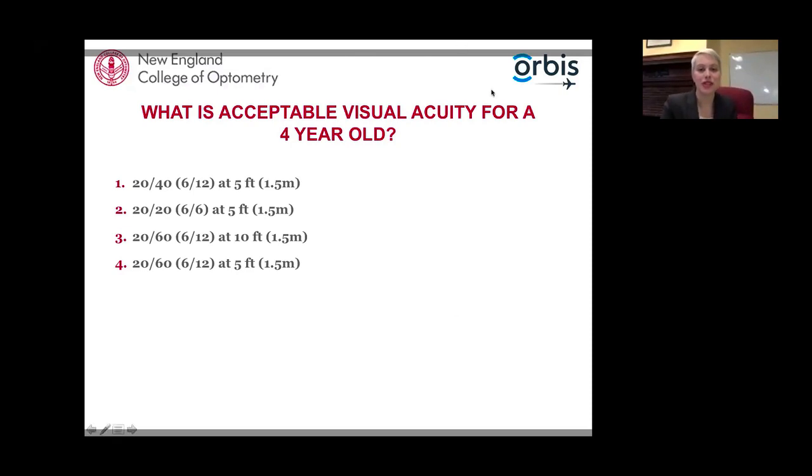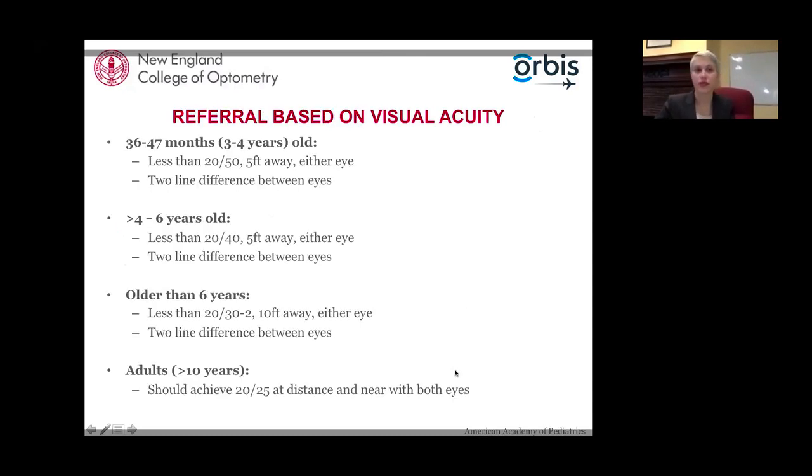This one's a little bit of a tricky one. I like that we got 50-50. With adults, it's a little bit easier. They should be seeing 20/25 at distance and at near with both eyes. Maybe even a lot better than that, but 20/25 should be at least what someone who doesn't have any sort of refractive concerns can achieve.